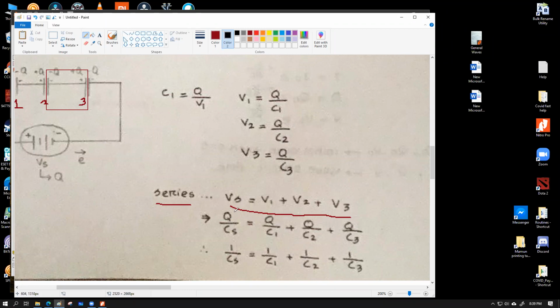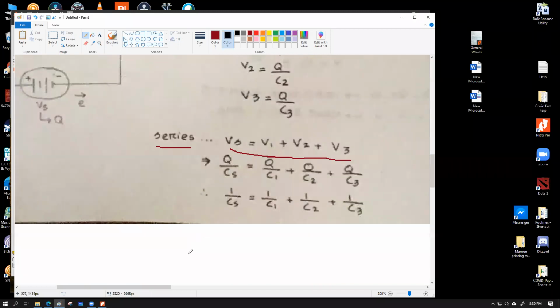If we replace all these values, here comes Q by CS. CS is the total capacitance of the series combination to be calculated. So Q by CS equals Q by C1 plus Q by C2 plus Q by C3. If we cancel out the Q from all the parts, we get this expression. That's what gives the total capacitance of a series combination. It can be rewritten in the convenient shape I teach all the kids from O levels: preferably write it in the inverse form, so that you are less prone to calculation mistakes.